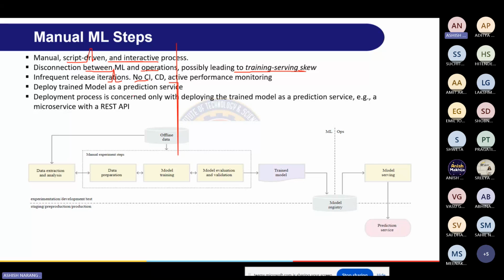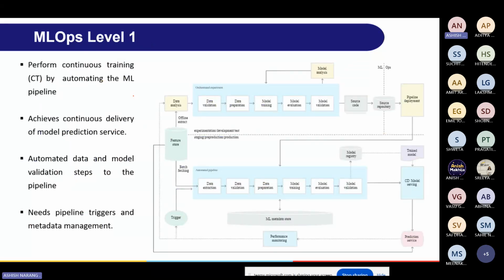But when you do it with MLOps, right? There are 2 levels of MLOps. One is level 1, which focuses more on continuous training by automating the ML pipeline. So instead of manually retraining the model, automation is introduced, and this step is known as continuous training.